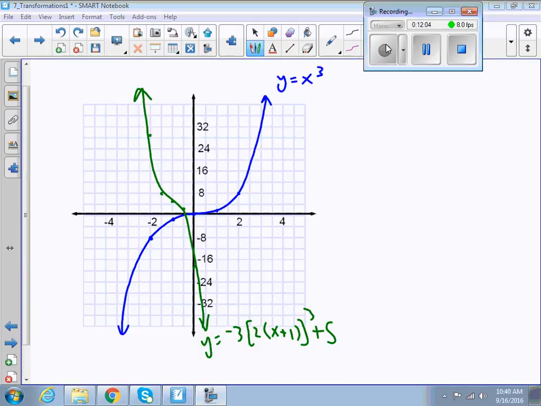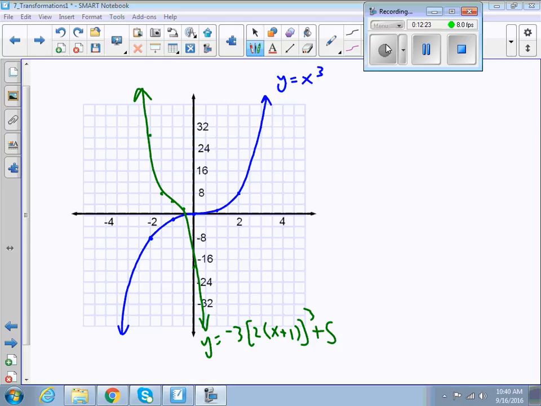Okay, so these are the graphs that you will get. As you can see, the blue graph, that's your original cubic function, y equals x cubed, and the green graph is the graph of our transformed function, which is -3 times (2(x + 1)) to the power of 3, plus 5.